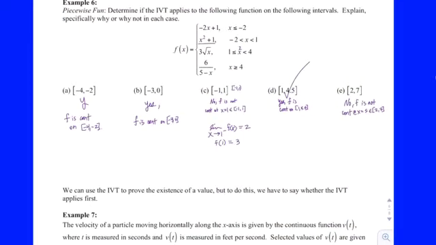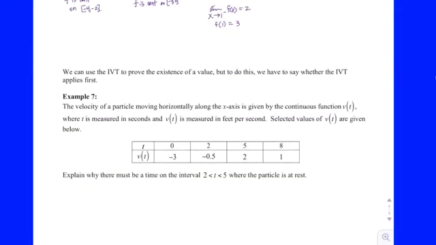Okay, so we can use the IVT, as we noticed yesterday, to prove the existence of a value without actually knowing where that value occurred, like that temperature on the back porch. So here's a nice little example. And this kind of looks more like what a free response setup would look like later on.